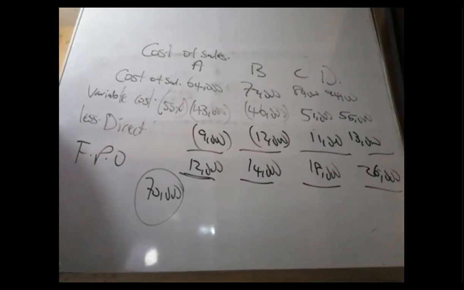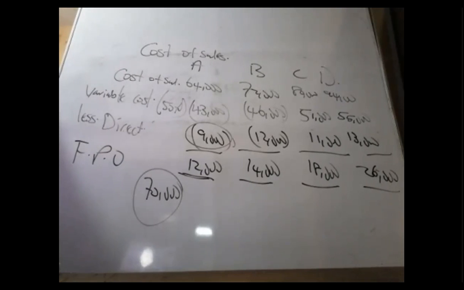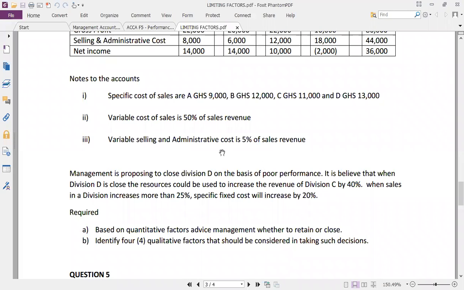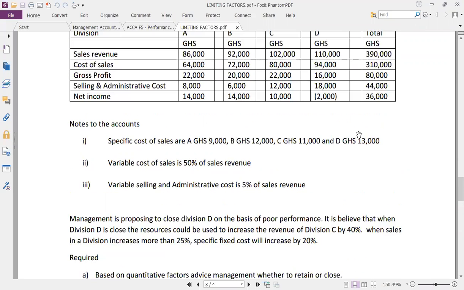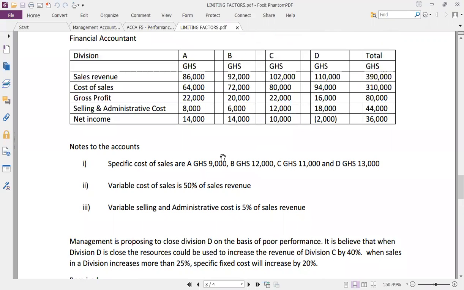Good. We do have a question. Now let's continue to end game. But you do have the solution already. So now the variable selling and admin cost is 5% of sales revenue. Here it's the same thing. All I have to do is find 5% of sales revenue and compare it to the selling and administrative cost. You can get some figure there. Do you know why we are doing this? Because you cannot flex the fixed cost. You cannot change the fixed cost. It's only the variable cost that you can maneuver.